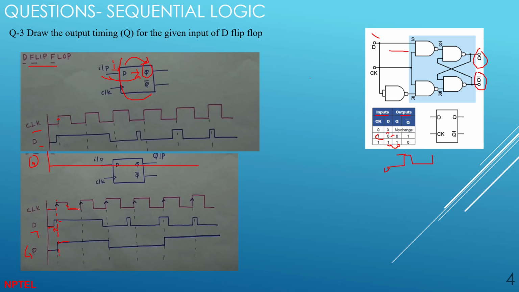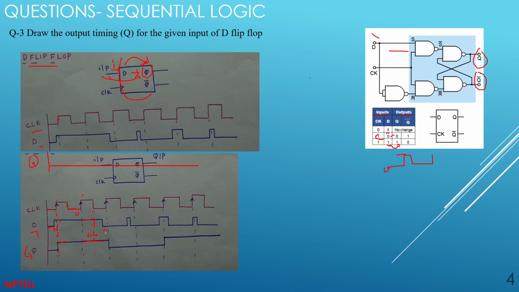Again, the clock gets triggered. It goes from 0 to 1, meaning whatever value is in D at this point, which is again 1, so Q remains 1. Since the clock is 1 here, and again the clock goes to 0, Q will remain in the old position. Here D is 0, but Q will take the old position only.